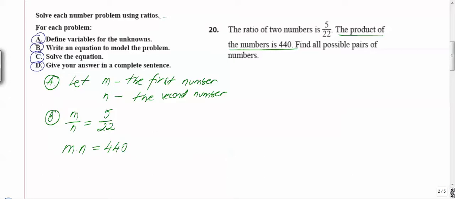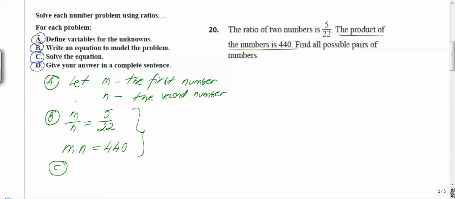So we have the equation that models our problem. We need to solve it, right? So we'll move on to part C, if you want to call it that. For part C, you have to use the two equations that are given to you, and one way to solve this one will be to substitute one of your numbers into the second one, right?